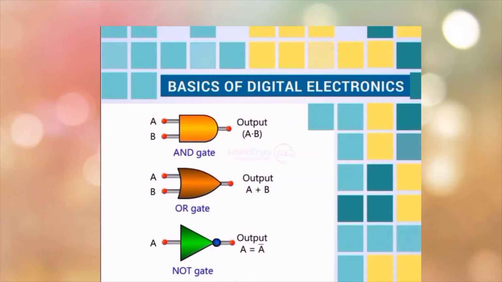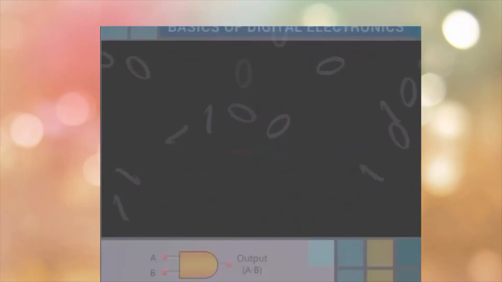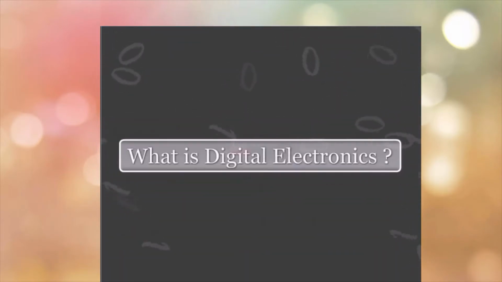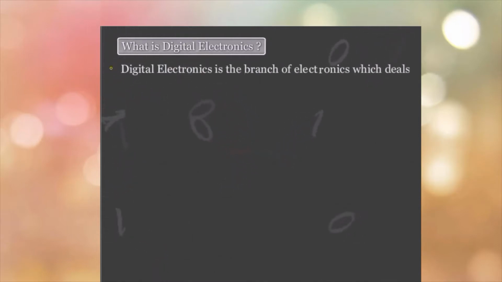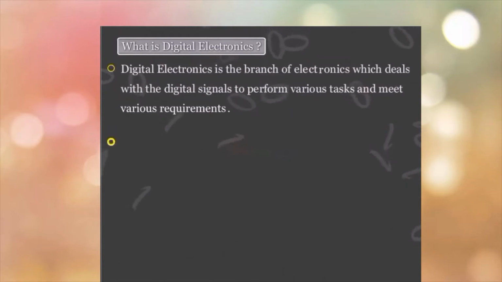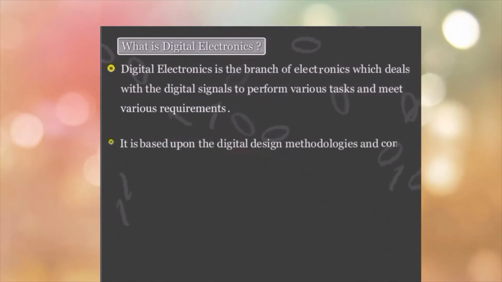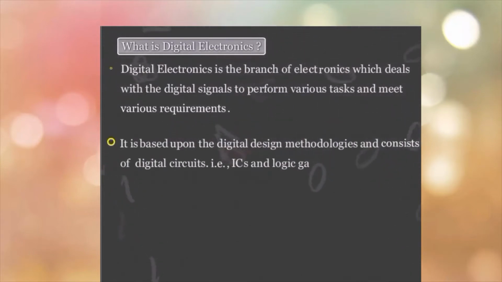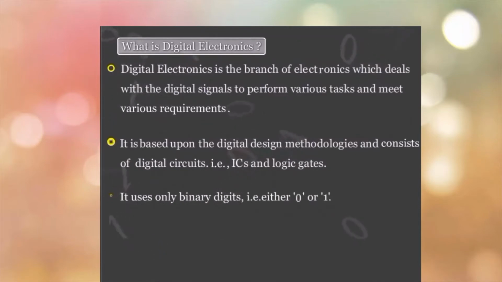Basics of digital electronics. What is digital electronics? Digital electronics is a branch of electronics which deals with digital signals to perform various tasks and meet various requirements. It is based upon digital design methodologies and consists of digital circuits, that is ICs, and logic gates. It uses only binary digits, that is either 0 or 1.